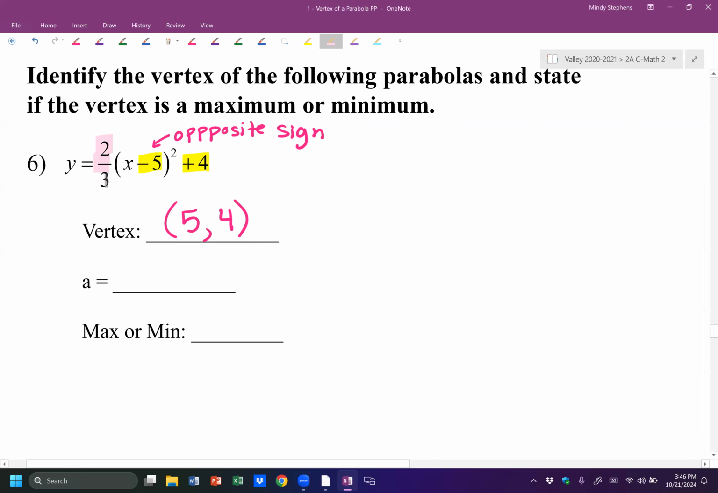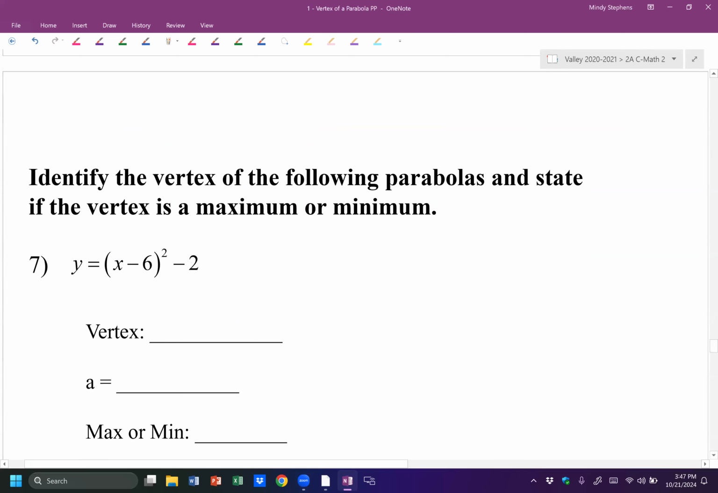Then I have the A value. So this is A right here. I'm going to write 2/3. I don't care what the number is. All I care about is, is it positive or is it negative? Since 2/3 is positive, the parabola is opening up. It's pointing positive. If it's negative, it points negative. If it's positive, it points positive. That means I'm going to have a minimum because the graph has a low point. And I want you to draw this on every problem so that I can see that you know which way the graph opens.